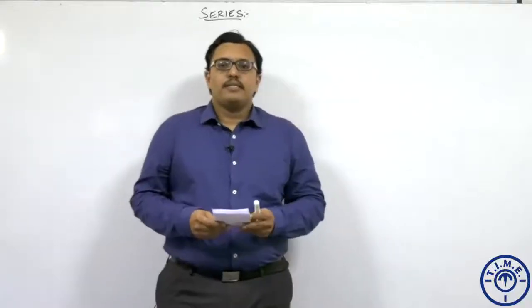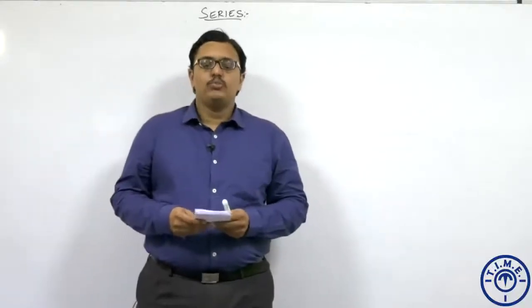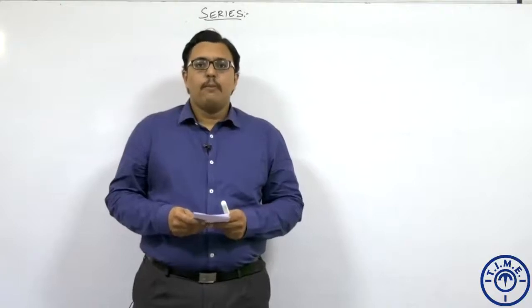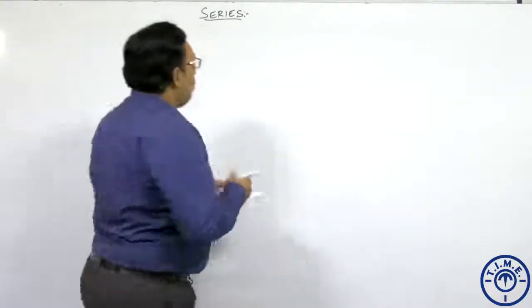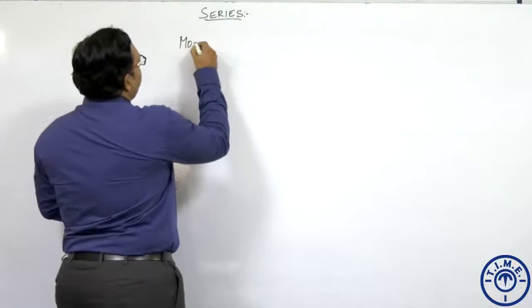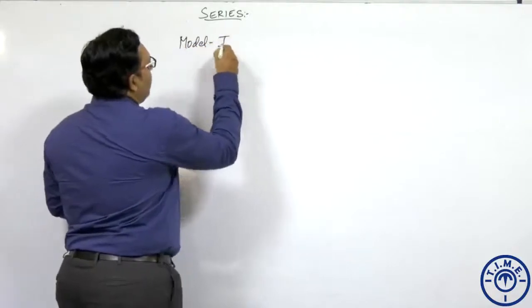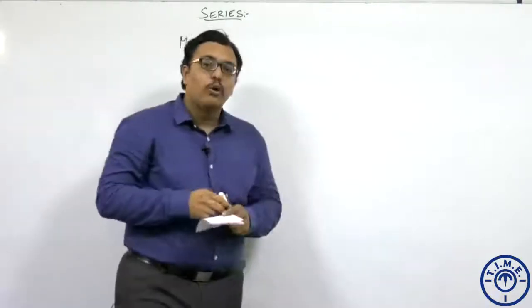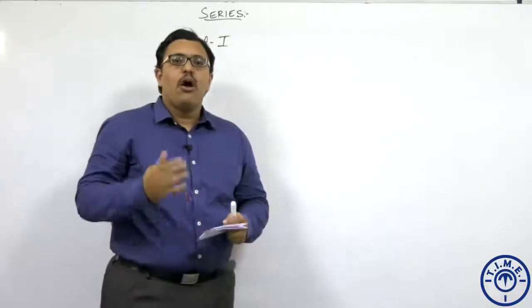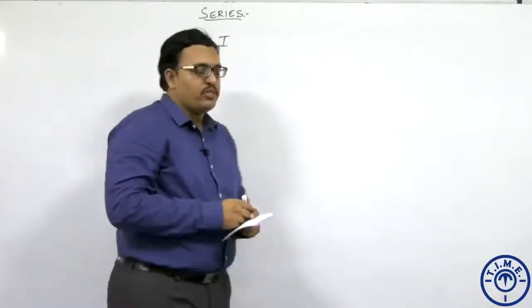So till now we have discussed series based on squares, cubes, prime numbers, difference, product, combination. All these come under model 1, wherein model 1 deals with finding out the next number in the new series or finding out the missing number in the new series.